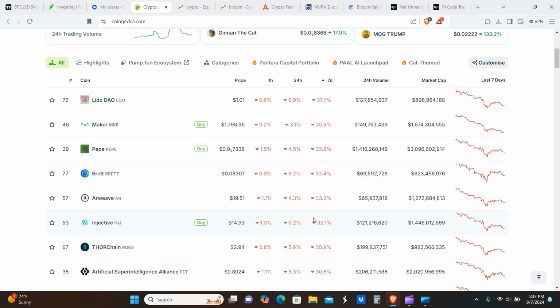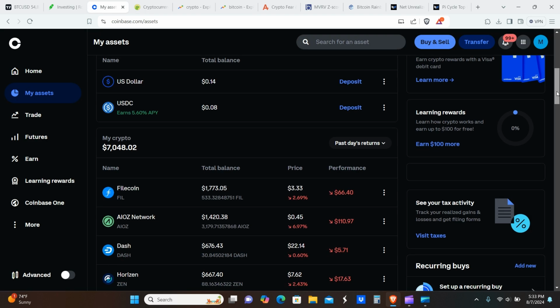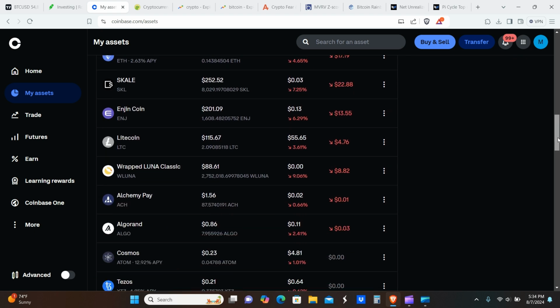Usually when you see down days like this, on the inverse, you see these crazy, crazy sell-offs. Okay, Lido down 37%, Maker down 36%, Pepe down 34%. Some that we even have the graph. Well, I don't think we have the graph anymore, do we? Let me take a look.